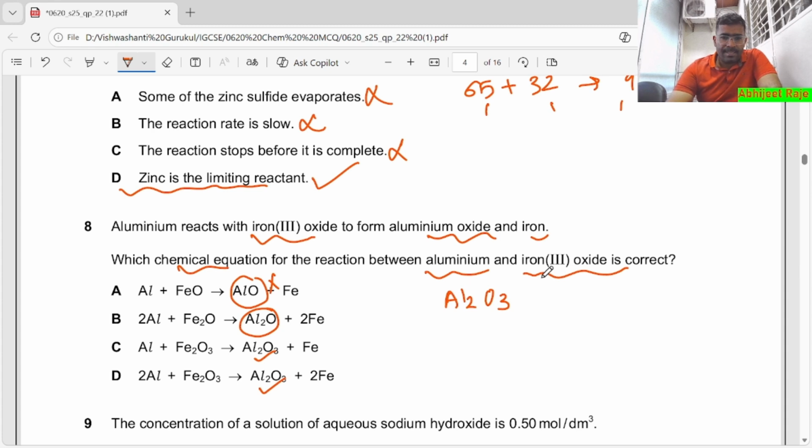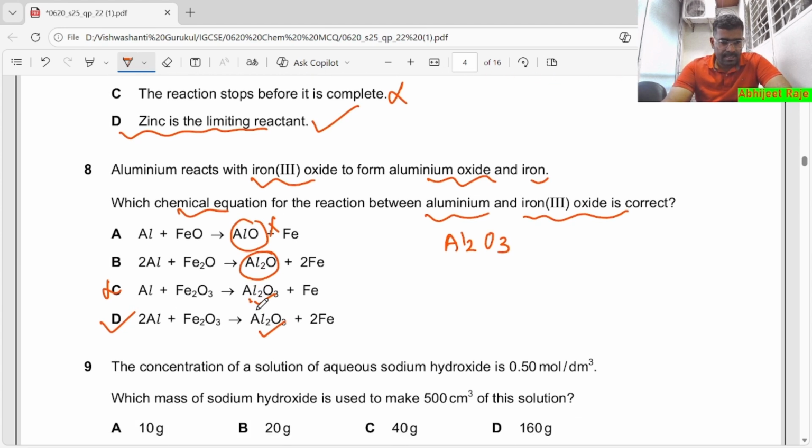Okay, then second thing, you need to see whether the reaction is balanced. You can look at option C. Two aluminum atoms, here only one aluminum atom, so C is wrong, so option D is correct, no need to check further, right? So question number 8, option D is correct.